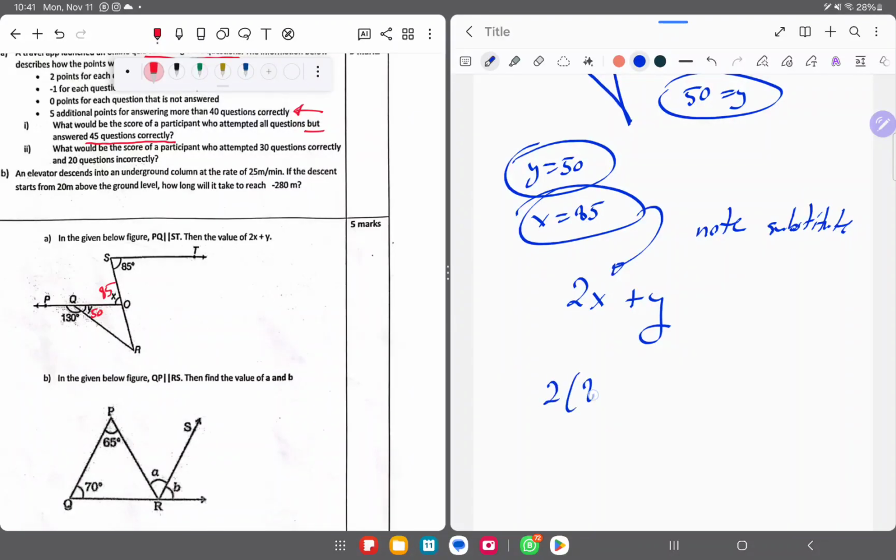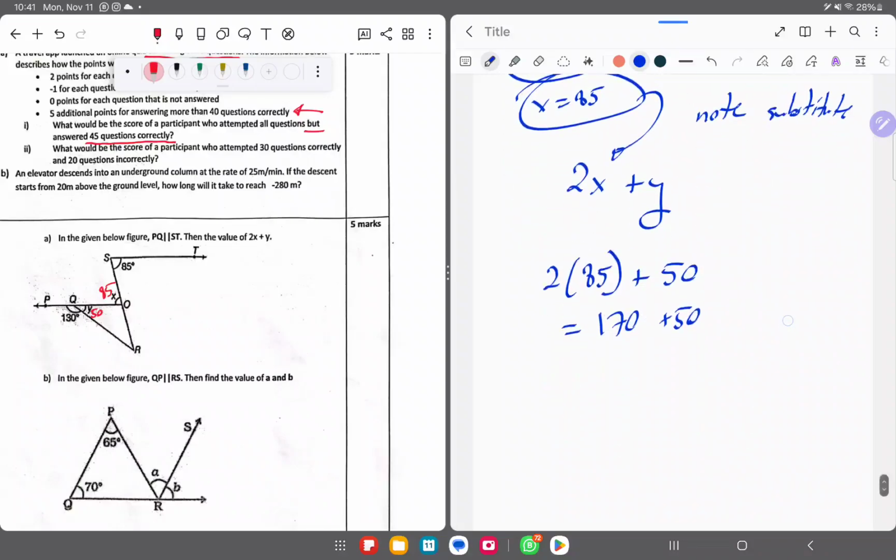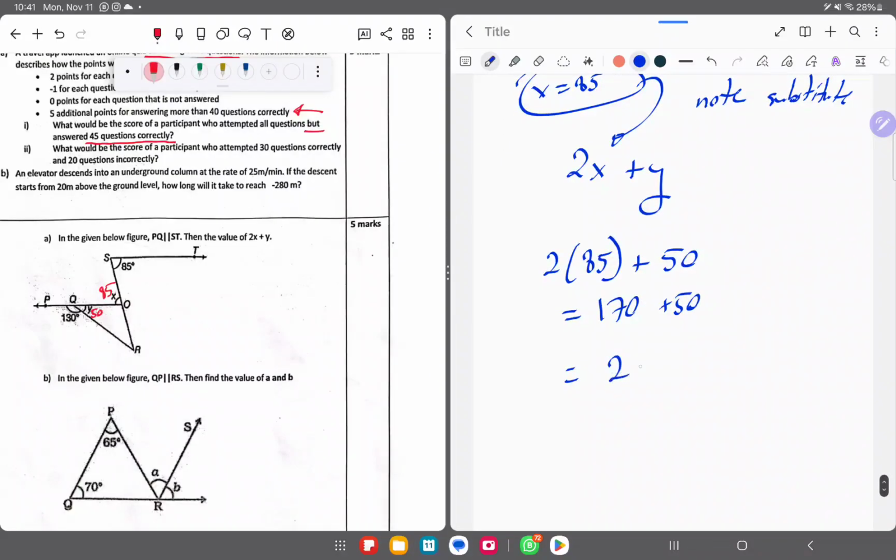2 into 85 plus 50. 85, 160, 170 plus 50. 50, 60, 70, 220. Let me just double check. 2 times 85, 170 plus 50, yeah, 220.